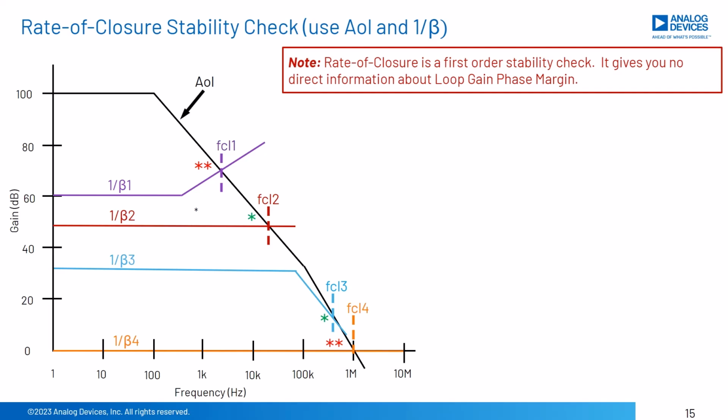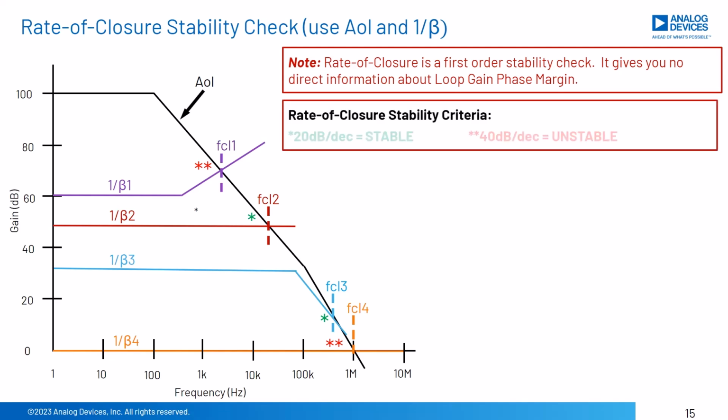This is a first-order stability check and gives us no direct loop gain phase margin information. A SPICE loop gain test is needed to get accurate loop gain phase margin on a given op-amp circuit. It will also give us a powerful way to see how to compensate an op-amp circuit to make it stable.